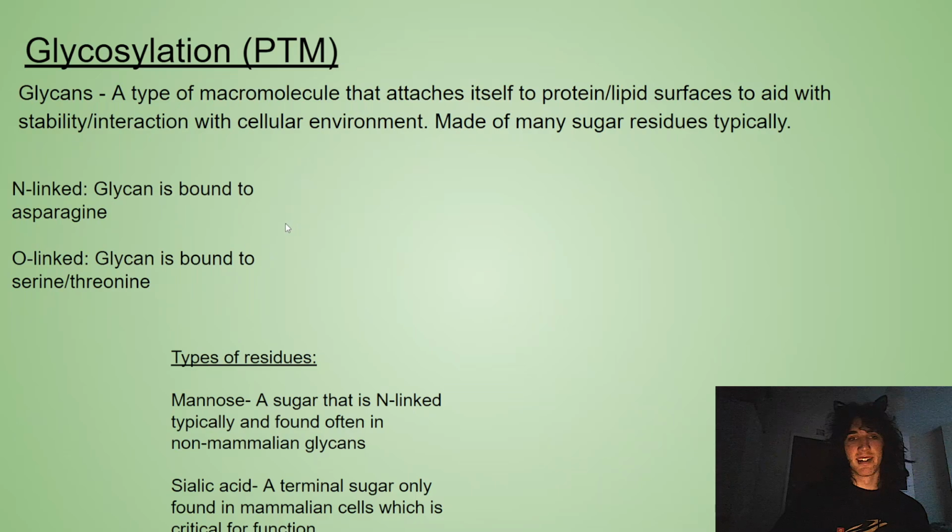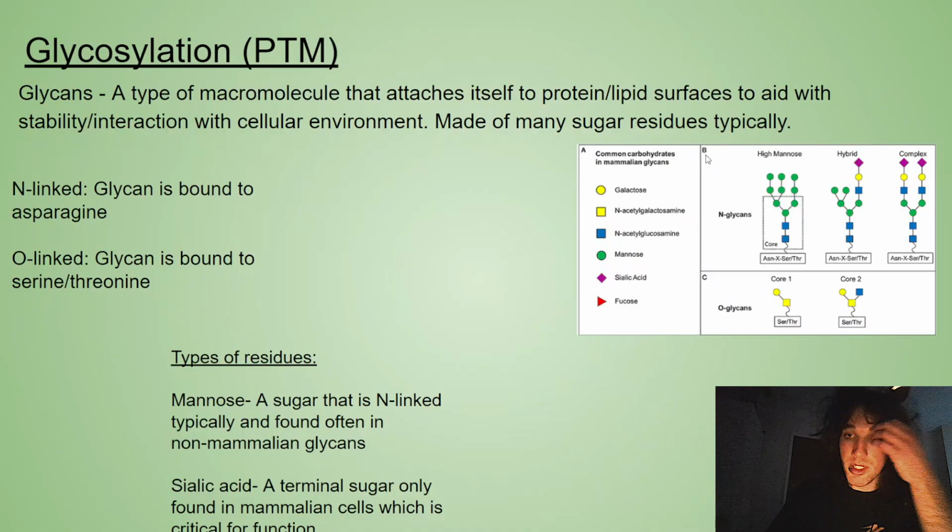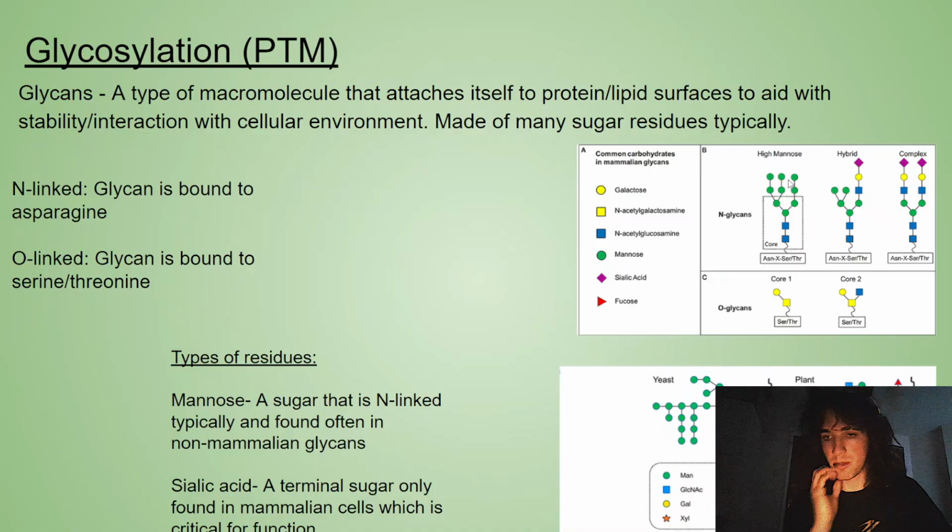Pardon. So there are different types of residues which are very important. Mannose is a sugar that is N-linked typically to asparagine, right? And found in non-mammalian glycans normally. Like high mannose glycans are not good. We do not want those. And sialic acids are a terminal sugar which are only found in mammalian cells. So sialic acid residues are very important when it comes to glycosylation. And here we see some common glycans, and you see high mannose levels right here. So that's not good. We don't want those for human therapeutic proteins.